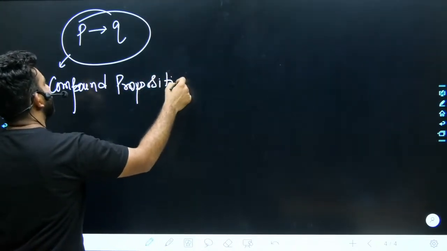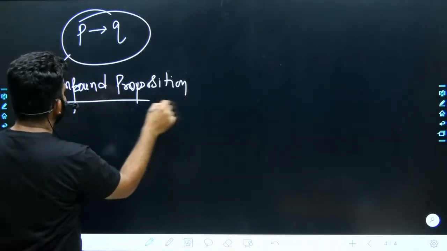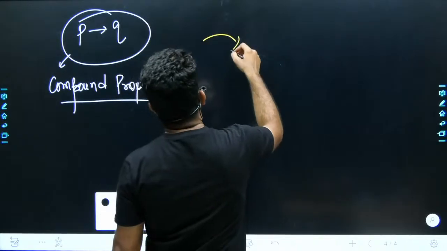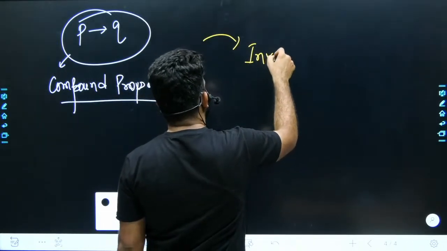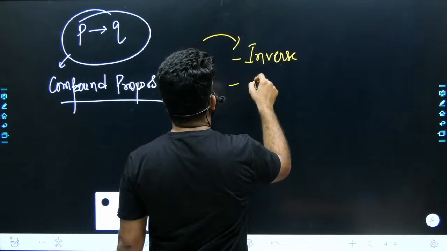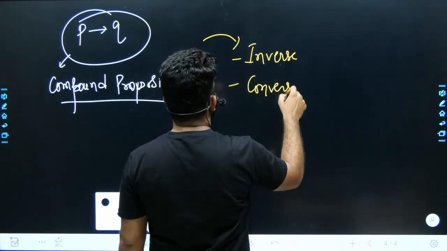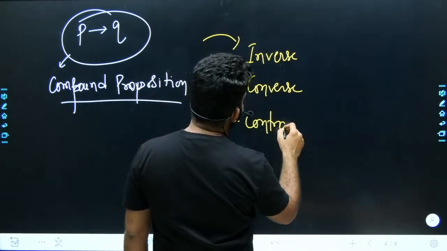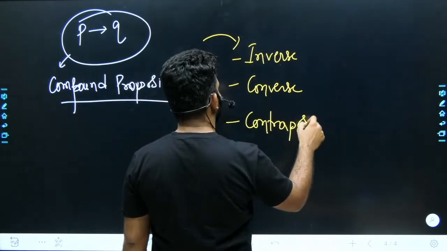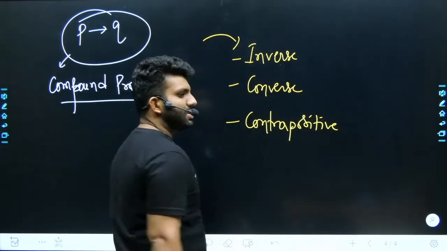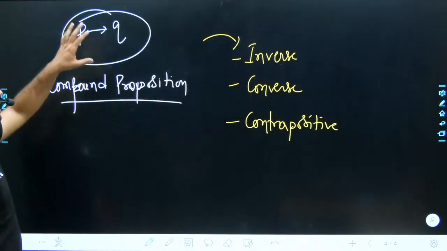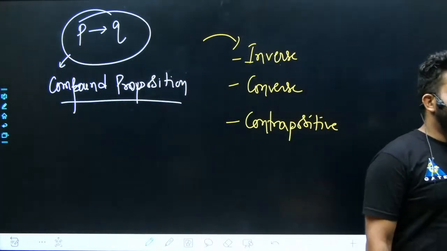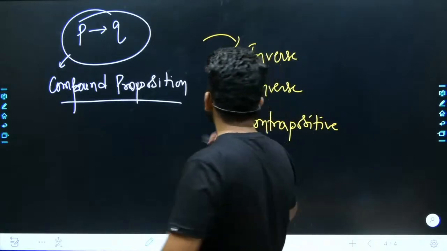For implication, there are some related terms. What are those related terms? Let me show you. There is a term called inverse. There is a term called converse. And there is a term called contrapositive. These are the different terms associated with an implication proposition. I hope you remember that. So these are the important terms.